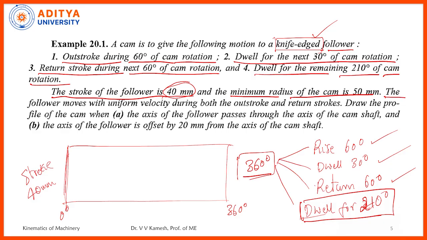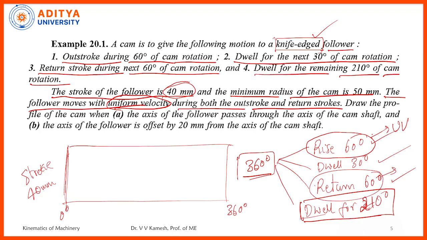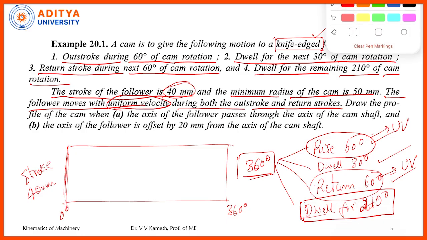The follower moves with uniform velocity during both the outstroke and return strokes. So, in the rise of 60 degrees, what is the type of motion? It is uniform velocity. Now, in the return, what is the type of motion? It is also uniform velocity. Now, what we need to do?